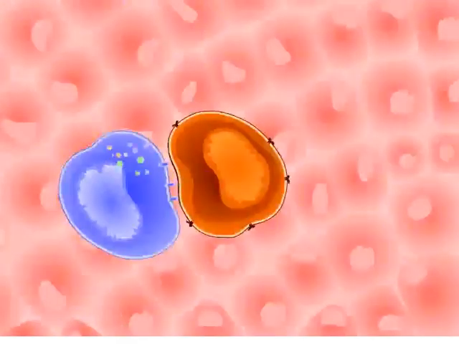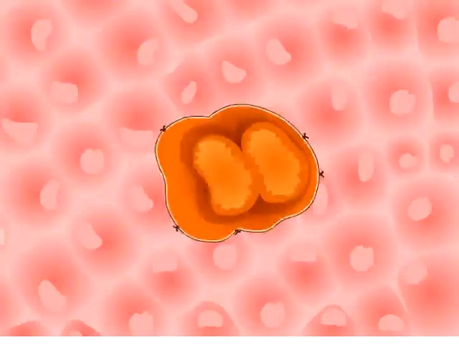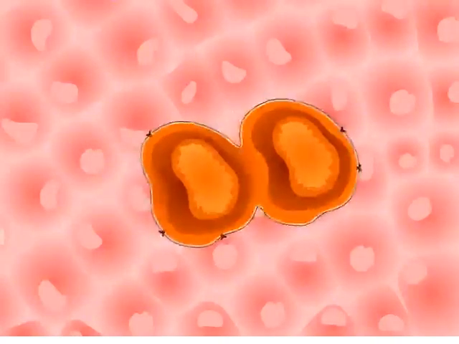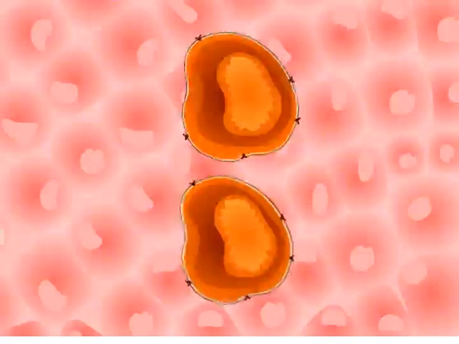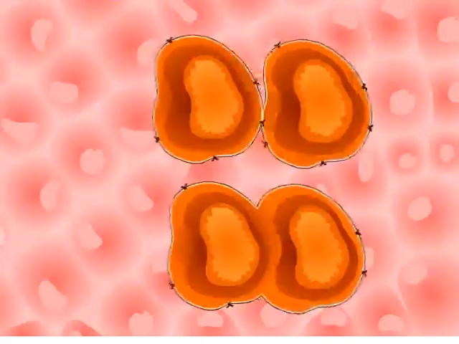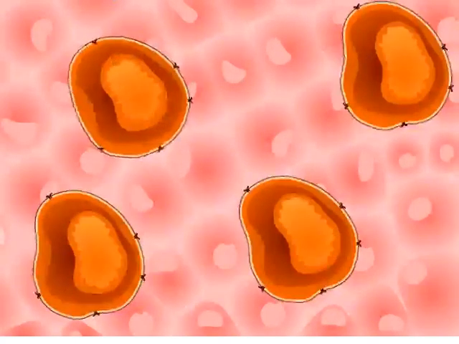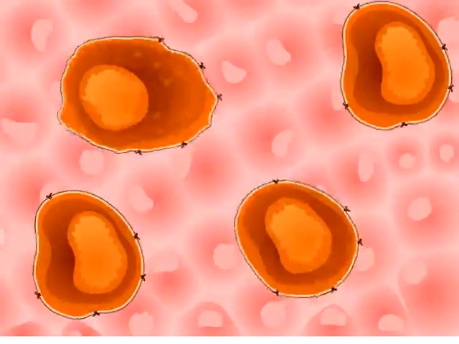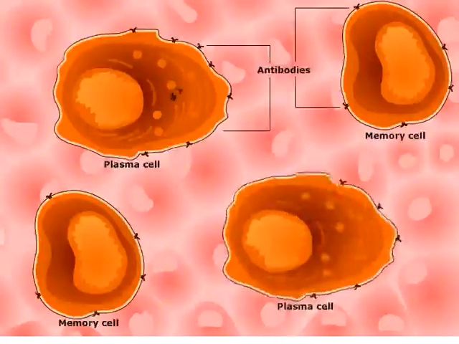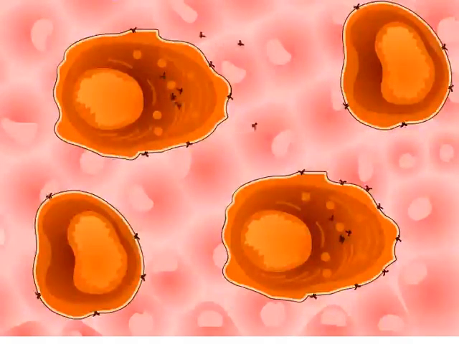The B cell becomes activated, followed by proliferation, and differentiation. Creation of memory cells. And then production of antibodies.